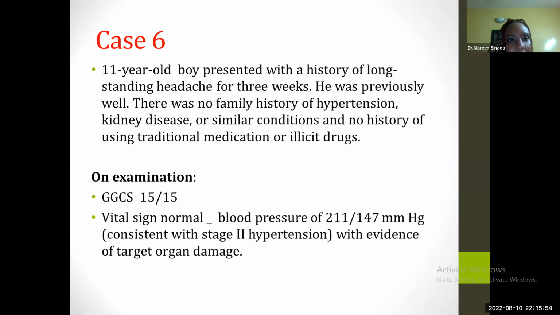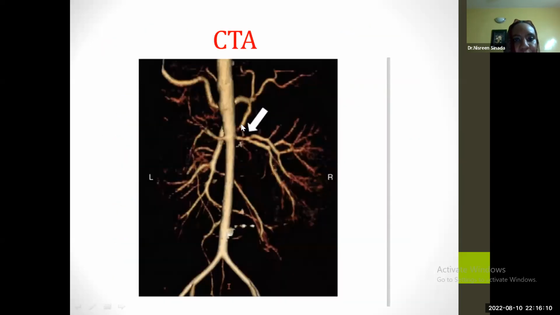Case 6, and this is the last case. So I want to see if anyone writes. Okay, you want to show the previous image? Someone asked to show the previous image. This is the CT angio. It shows the arrow here. It shows there is stenosis of the right main renal artery.